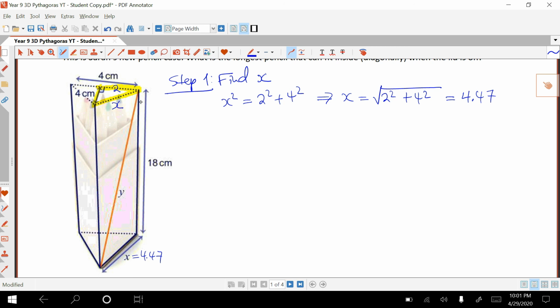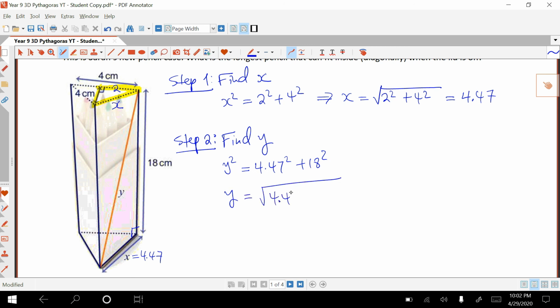Once you find x, we can now proceed to the next step, which is to consider this right angle triangle here. By applying Pythagoras theorem, we can find y. So step 2, find y. You can see that y squared will be equal to 4.47 squared plus 18 squared, because y is the longest side, and that can be calculated by finding the square root of the sum of the squares. If you plug that in your calculator, that will be equal to 18.5.